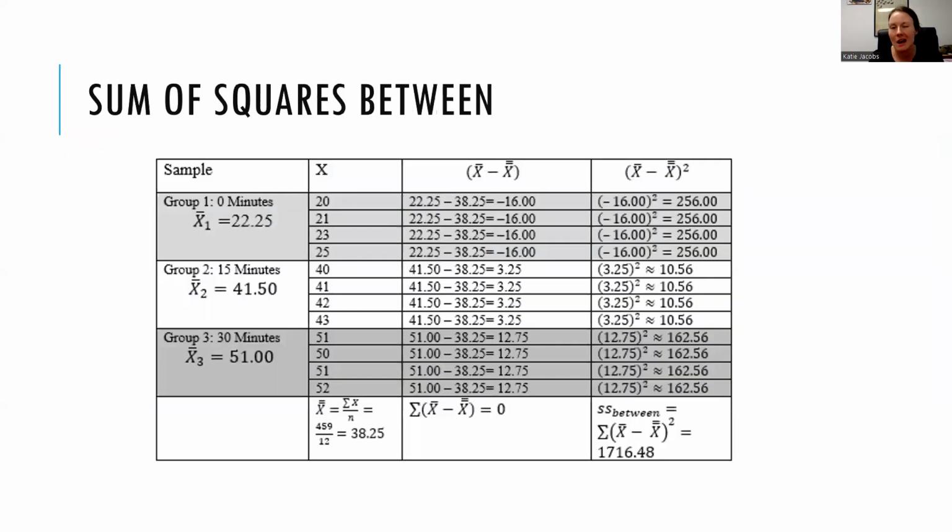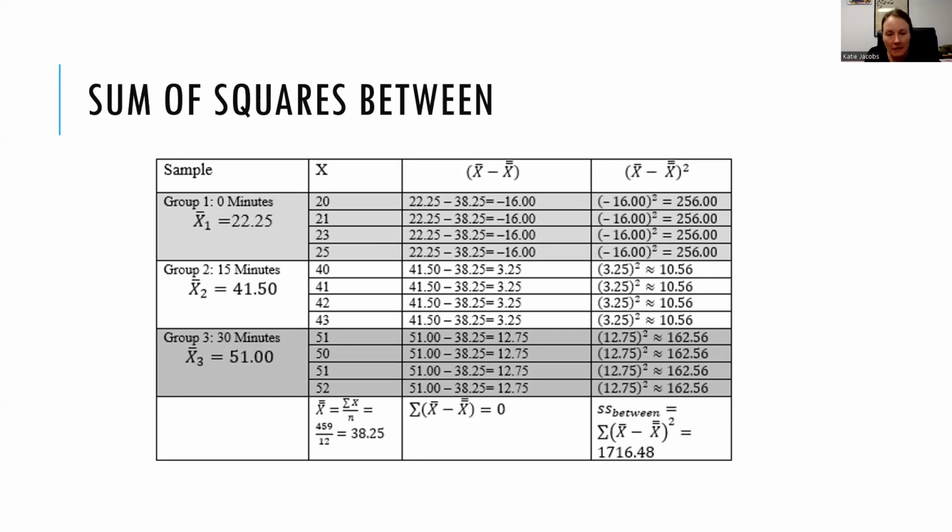All right, so I'm not going to make you work this out right now, but let's say that we had some sort of reading intervention where one group had to read 0 extra minutes a day, one group had to read an extra 15 minutes out loud a day, and a third group had to read an extra 30 minutes out loud every day. To calculate our sum of squares between, we have all of those X values. We first have to calculate the mean for each of the groups.